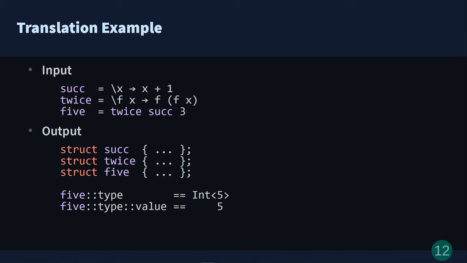Of course, if we apply the successor function twice to the number 3, we expect the result to be 5. If we translate this code into C++ templates, we'll get these 3 structures, which all contain an inner member called type. This is going to be the result of the computation. If you ask the compiler, it will tell you that 5 type and int of 5 are the same types.